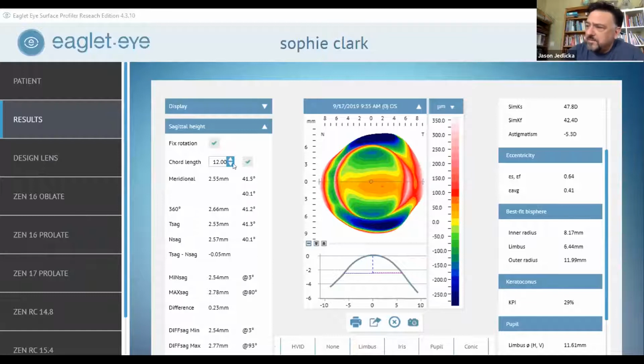Now, if I were to take this up to 17 millimeters, you'd see it's about 430 at the end of the contact.